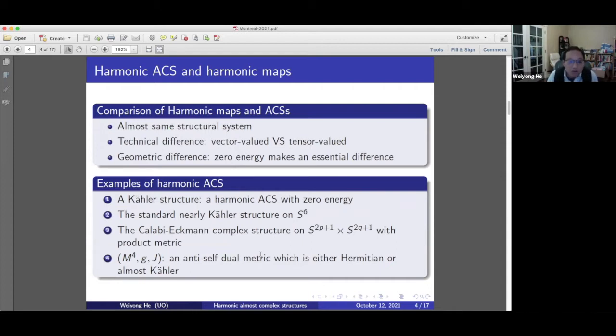This zero energy difference, I think, is the most essential difference between the vector valued version and the tensor valued version. So of course, the motivation to consider harmonic almost complex structures is to try to understand them as a generalization of Kähler structures. But it turns out the examples of harmonic almost complex structures are much broader than Kähler. So it's quite flexible. A Kähler structure is a harmonic almost complex structure with zero energy. A very early result is that the standard nearly Kähler structure on S6 with the round metric is also almost complex harmonic.